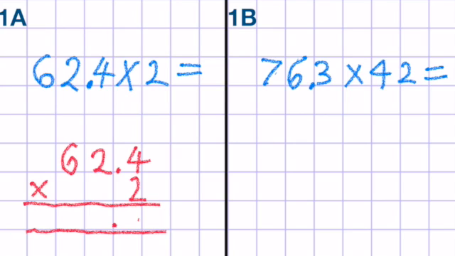2 times 4 is 8. 2 times 2 is 4. 2 times 6 is 12. So it's 124.8.